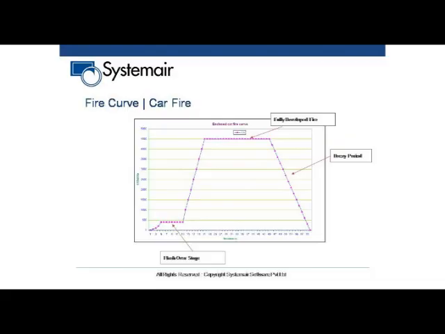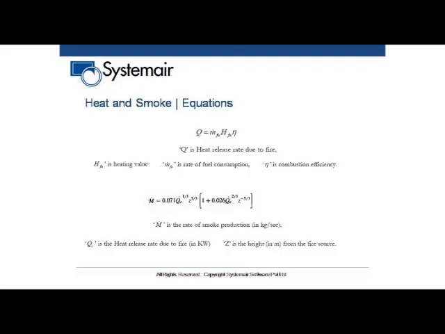Typically every fire has a curve with a flashover period in which it develops over a certain period of time. Then it reaches a fully developed stage and naturally it declines. So which stage of the fire we are in depends on the fire intensity. These are the heat and smoke equations that are typically used.